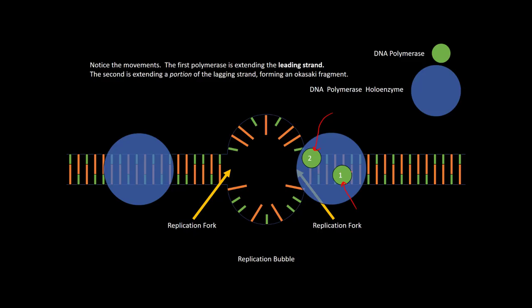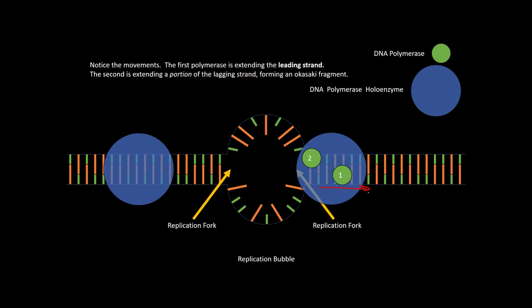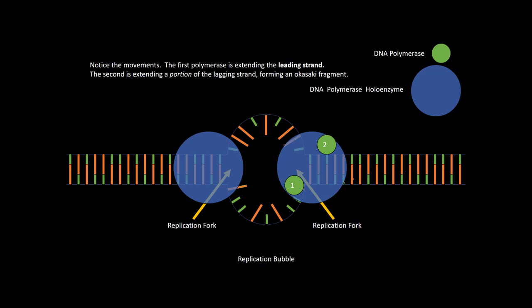Sorry about that. So here we go. The replication is going to move in this direction. And as it does, you'll see number one also moving in that direction. Oh boy, I have to go back. Okay, here we go again. So here's the hollow enzyme. Here's DNA polymerase 3 going in this direction. And sure enough, it's moving in tandem with the entire hollow enzyme. In contrast, notice 2.